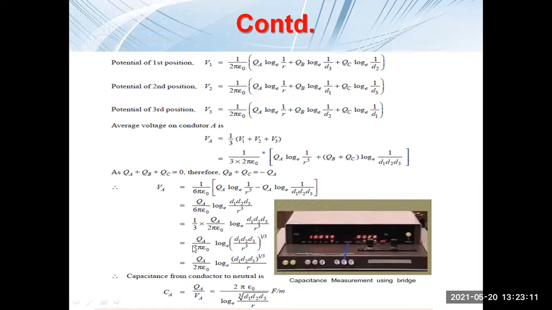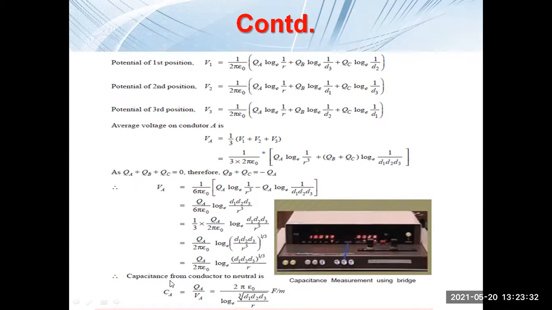So 1/3 is taken inside within the log. So this is log of cube root of D1, D2, D3 by R. So this whole term is under cube root. So what will happen? QA by 2 pi epsilon. Now this will be cube root of D1, D2, D3, and this is R cube to the power of 1/3. So this will be R.